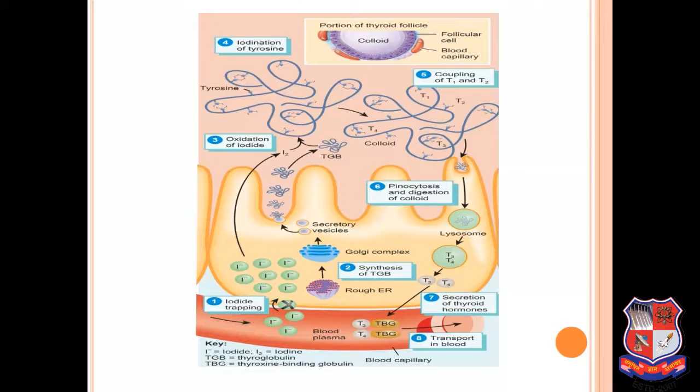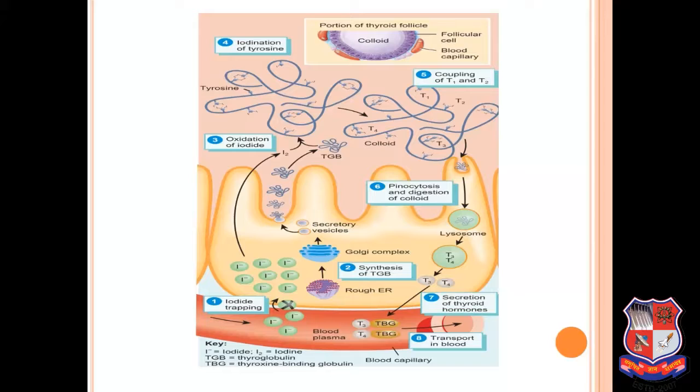In these figures, all 8 steps are mentioned. First, iodide trapping; second, synthesis of thyroglobulin; third, oxidation of iodide; fourth, iodination of tyrosine; fifth, coupling of T1 and T2; sixth, pinocytosis; seventh, secretion of thyroid hormones; and eighth, transport in the blood. Okay, now we will start from the first step, iodide trapping.